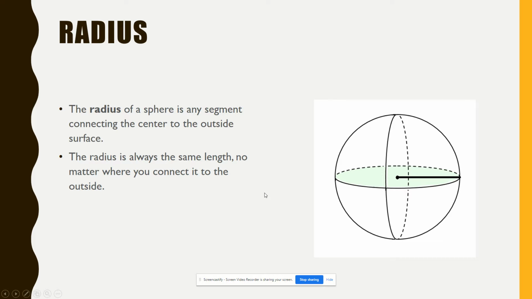Your radius is just like the radius of a circle. It's any segment that connects the center of the sphere to the outside surface of the sphere. It's always the same length, no matter where you connect it to the outside. And your radius doesn't have to be perpendicular to your line of sight. I could draw a radius here, but I could also draw a radius to here and have it connect to this front surface. And this segment is going to be the same length as this segment. This looks shorter, but that's just because the segment is coming towards me, whereas this one is going sideways.